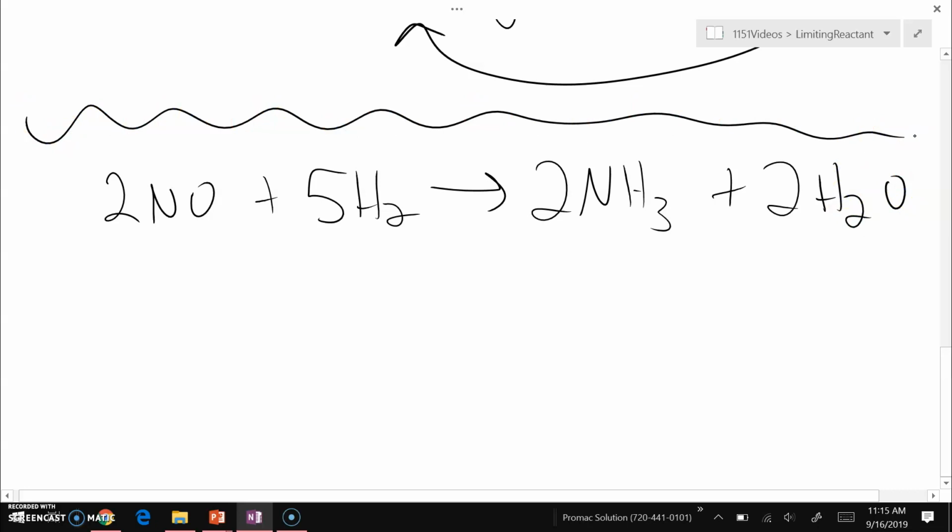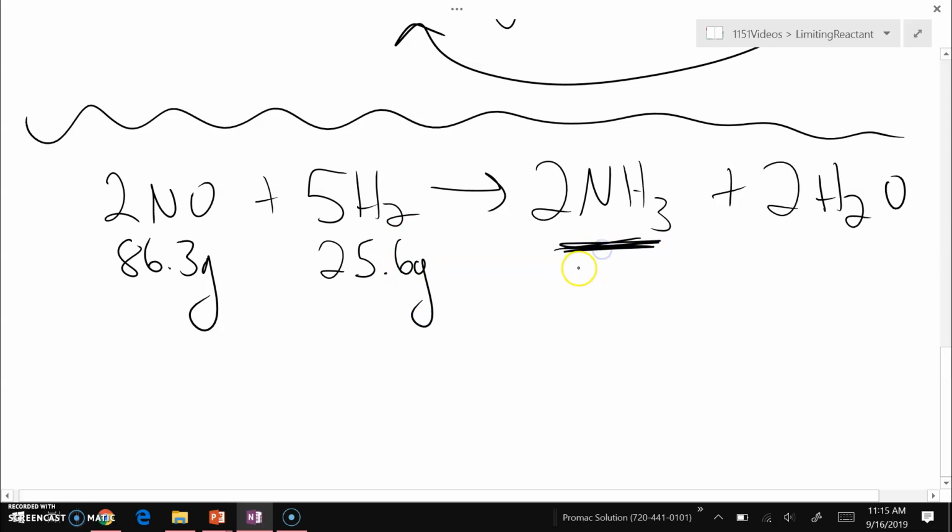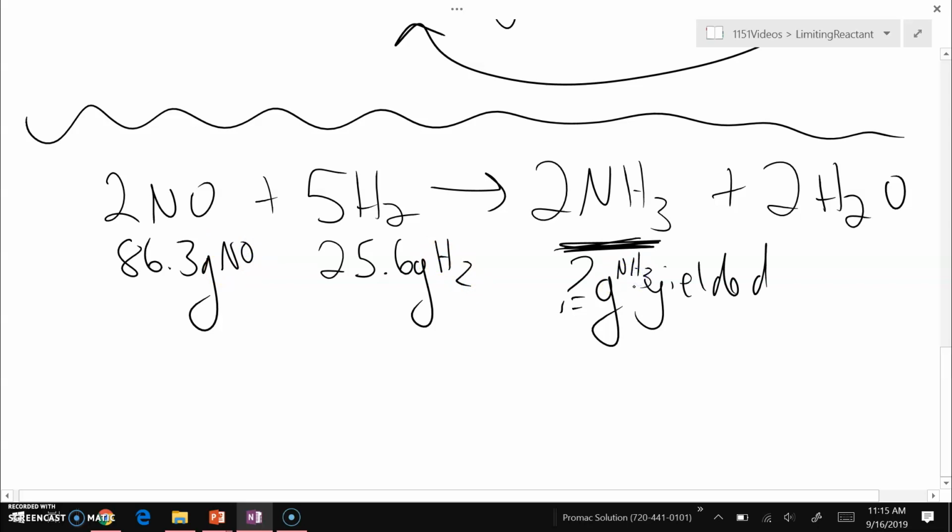So starting with 86.3 grams of NO, and I'm just writing it underneath the appropriate substance. NO would be like our substance A. And starting with 25.6 grams of H2, find the theoretical yield of ammonia. That's the NH3. So question mark grams yielded, or theoretical yield. That's my question mark. I'm writing it underneath the appropriate substances because it makes it clear what all of the numbers apply to. To be real, I should put my unit and what my unit applies to. So NH3, we'll squeeze it in there.